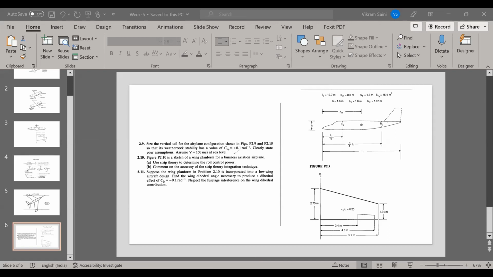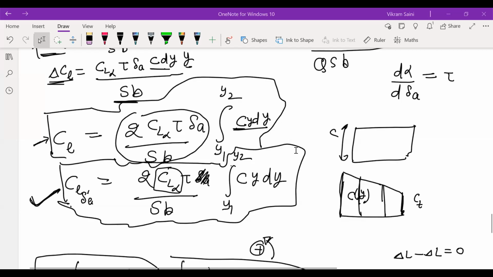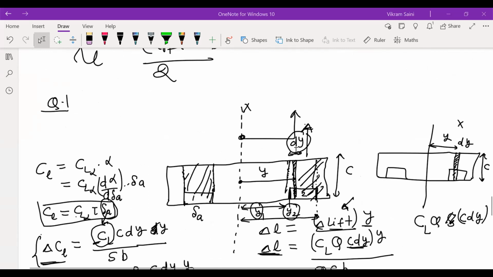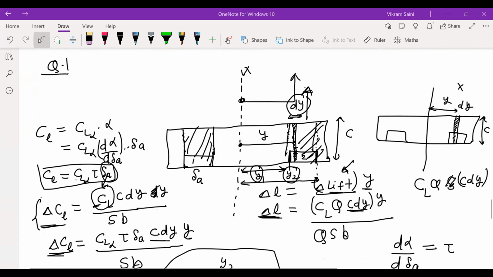Can you see my screen? Yes, sir. So the limit should be just confined to the ailerons itself, sir? Yeah. And why so? You should ask that question. Sir, because we are finding out the aileron control efficiency. That means, of course, we need only the ailerons. We do not need the other part.